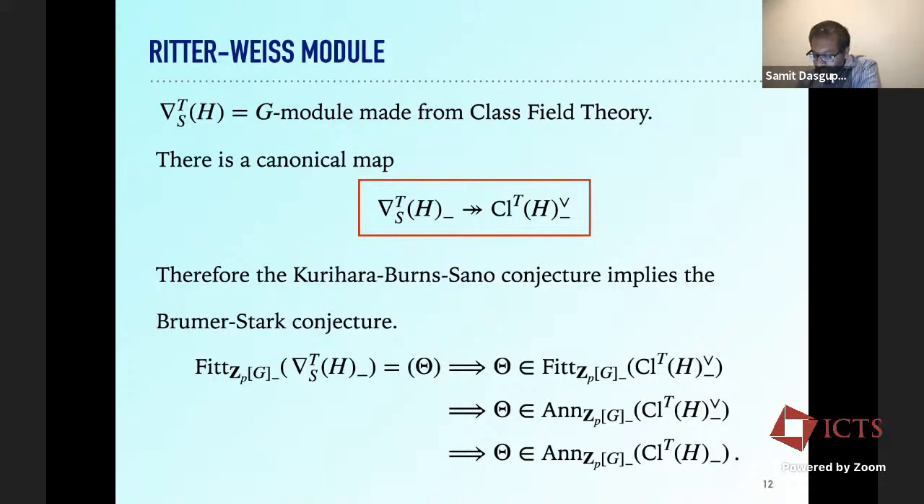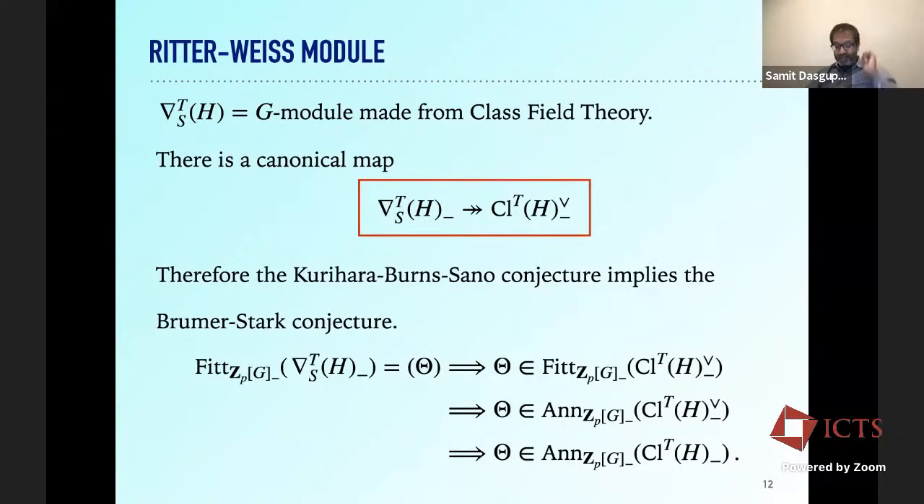So of course, as a group, the class group and its Pontryagin dual are isomorphic, but as a G-module, they're not. But it turns out the annihilator is still the same. So then I can say if theta is in the annihilator of the dual, then theta is in the annihilator of the module. And that's the Brumer-Stark conjecture.